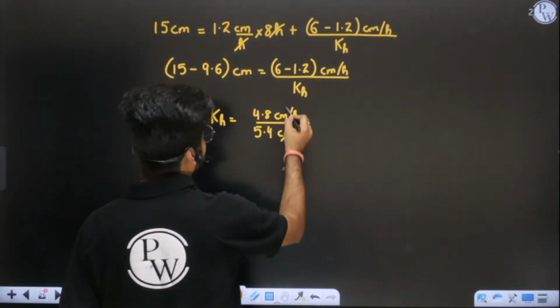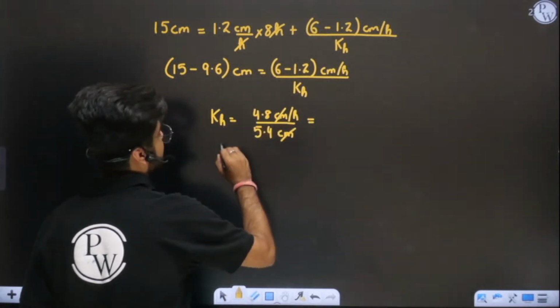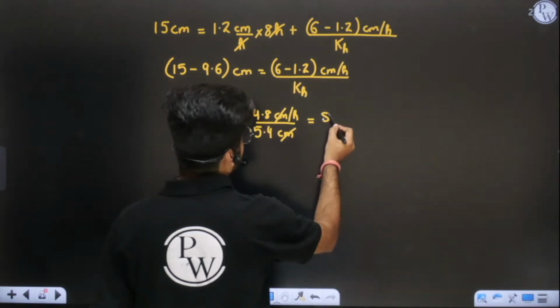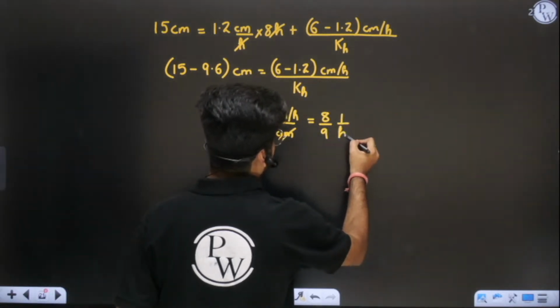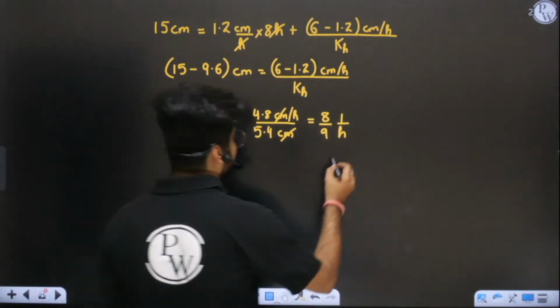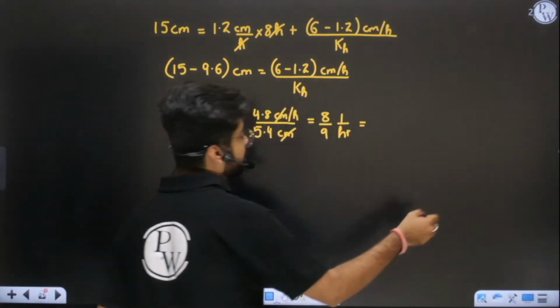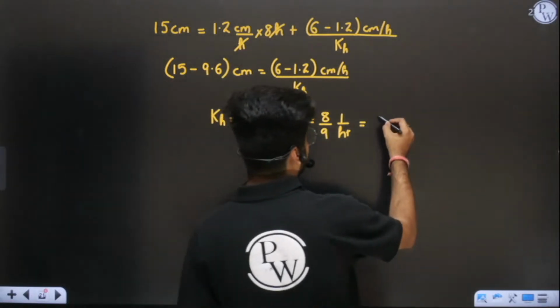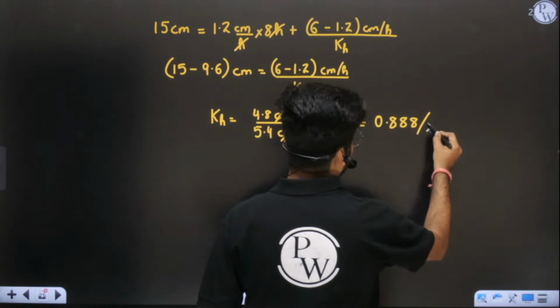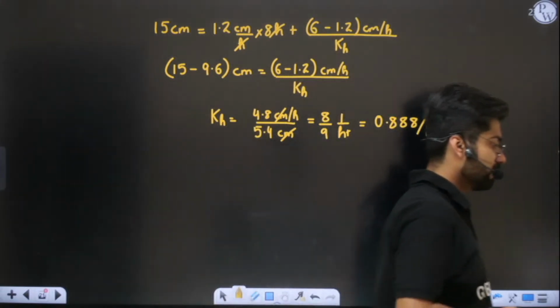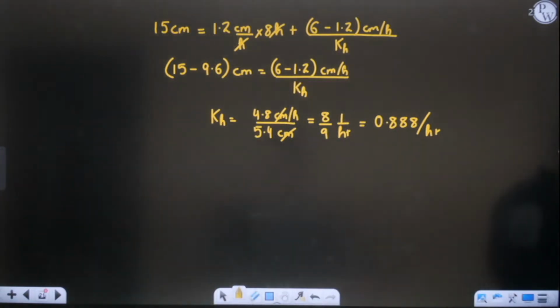Centimeter will get cancelled. 6 8s are 48, 6 9s are 54. So 8 by 9 per hour, answer is coming. If you convert it into decimal, you will get 0.888, like this per hour. Yes, 0.889 like this you can get.